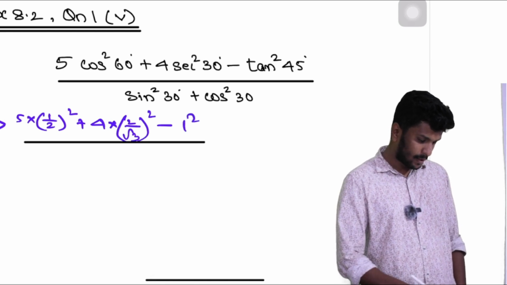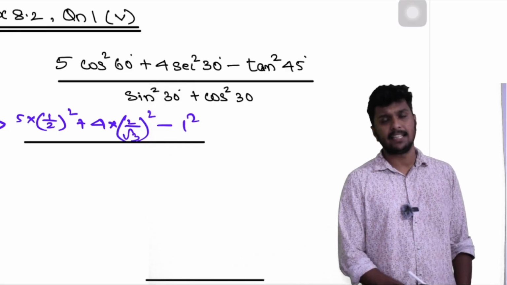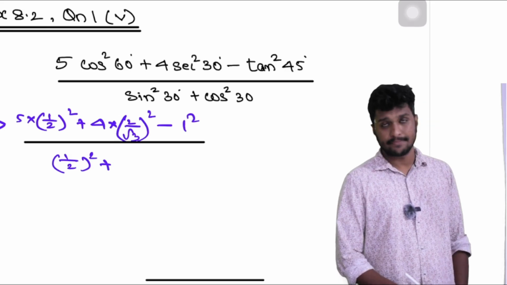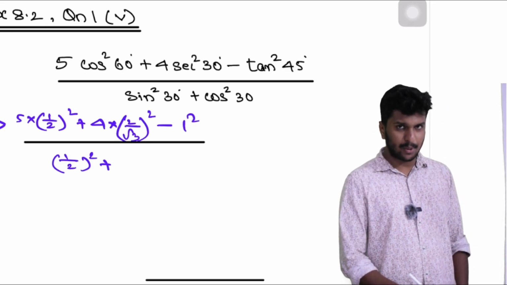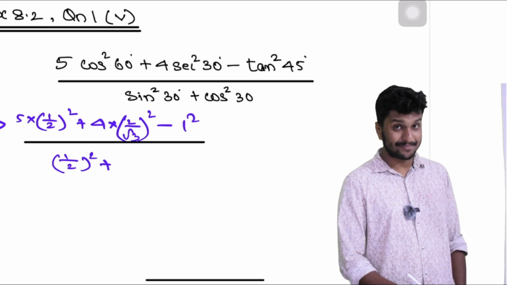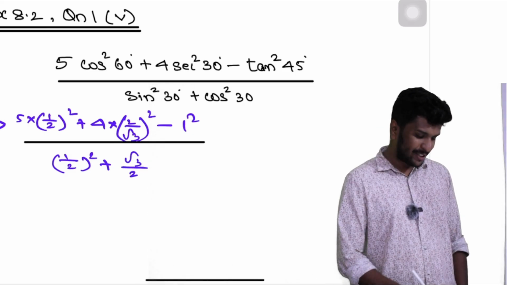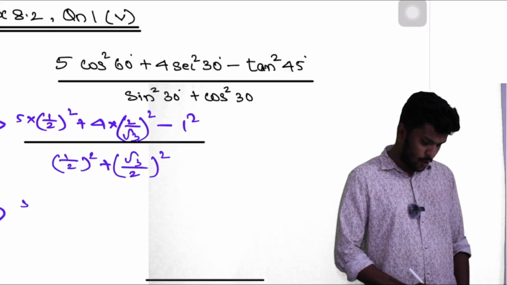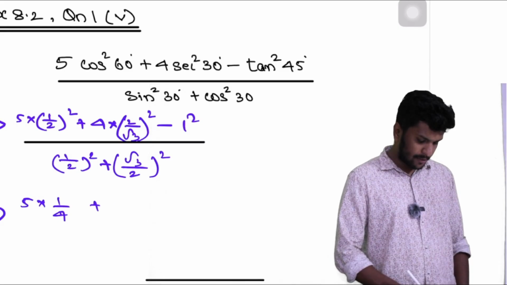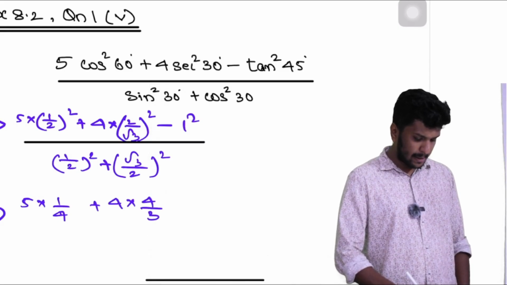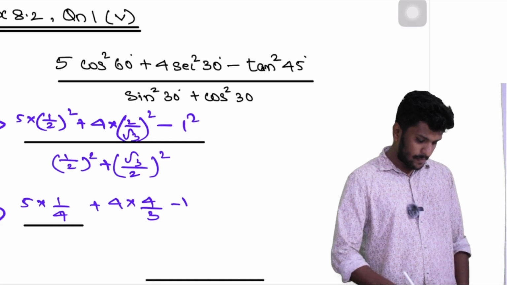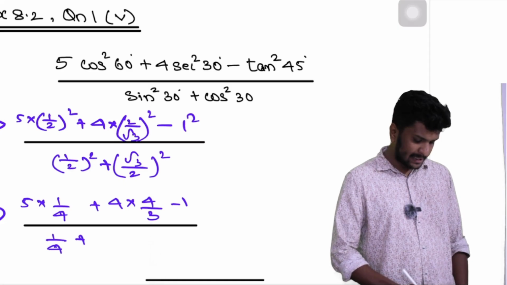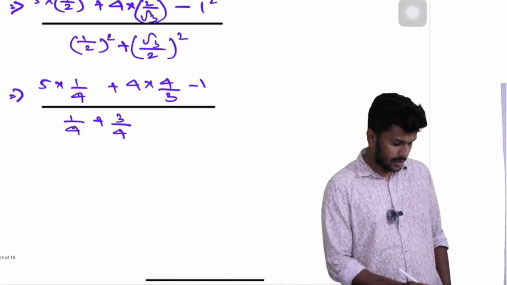Whole divided by, what we have here? Sin square 30. Sin square 30 is what? 1 by 2 whole square. Cos square 30 is what? Root 3 by 2 the whole square, right? I just forgot that, that's why. That implies, what can you write? 5 into 1 by 4 plus 4 into 4 by 3 minus 1, whole divided by 1 by 4 plus 3 by 4.